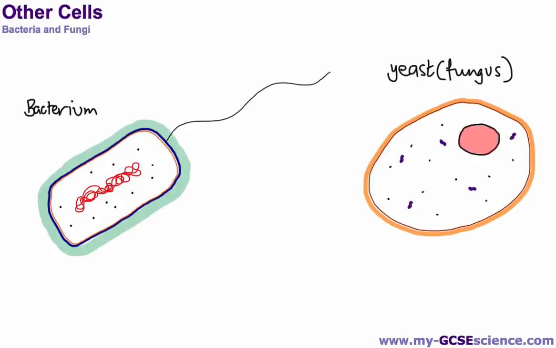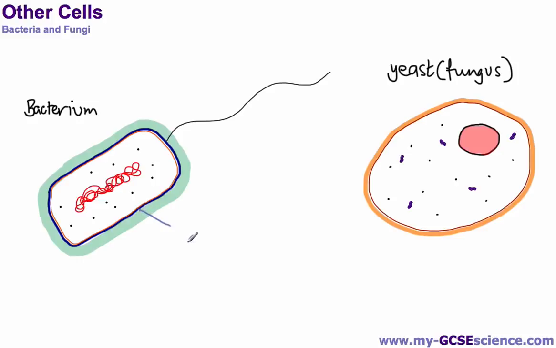Other types of cell that you need to know about for the B2 AQA GCSE science course are bacteria and yeast. Now, the kinds of labels that you need to know are similar to those for animals and plants, but you've got to remember which ones are applicable to the bacteria and the yeast and which ones are not. So for example, here I've got the bacterial cell.